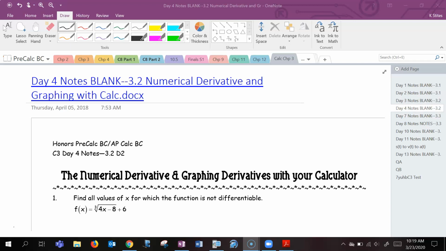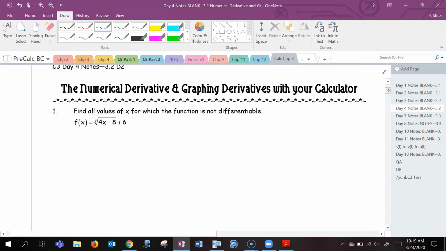First though, we're just going to do a little more challenging of an example, but similar to what we did yesterday. So we're going to find all values of x for which the function is not differentiable, and we're also going to classify, it doesn't say, but we're going to classify why the function is not differentiable at that location. So the first thing we're going to do is graph this.